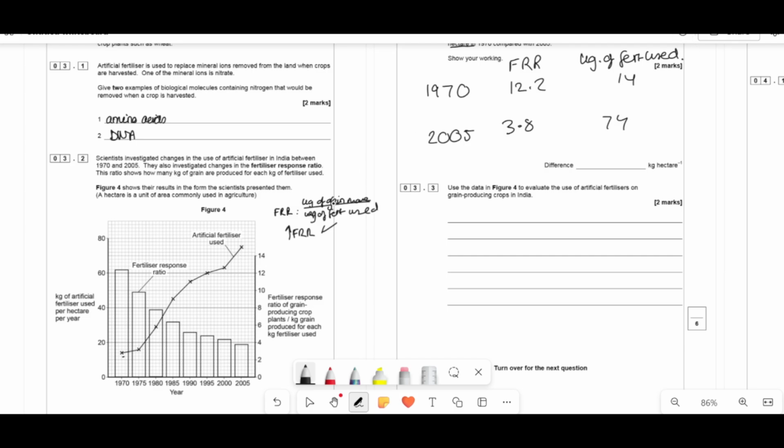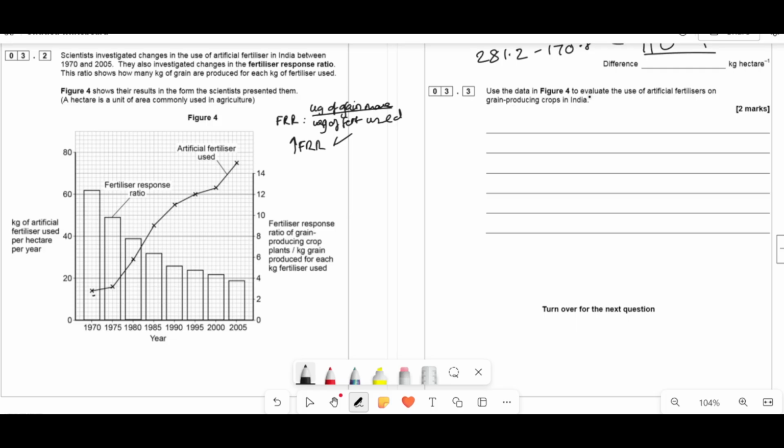Cool. So then, remember the fertilizer response ratio is the kilograms of grain produced over the kilograms of fertilizer used. So the amount that we produced is going to be these two times together. If I do 12.2 times 14, I get 170.8. And then if I do 3.8 times 74, we get 281.2. And then we want the difference. It's 281.2 minus 170.8. We should get 110.4. There you go.